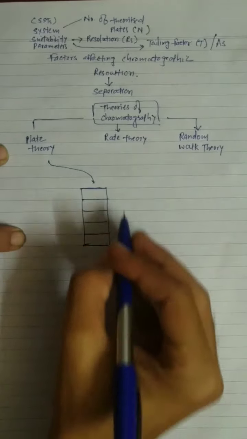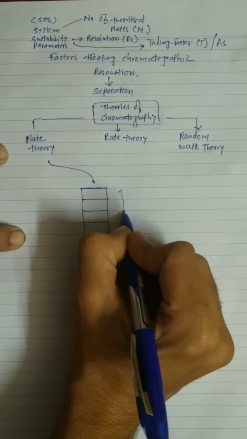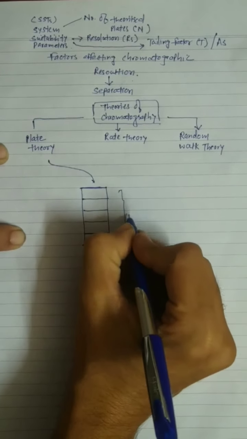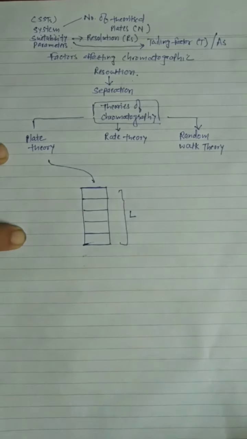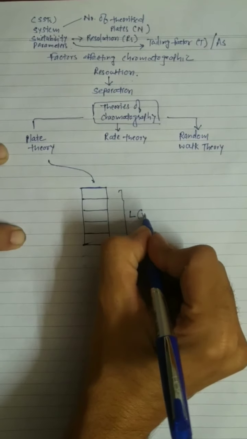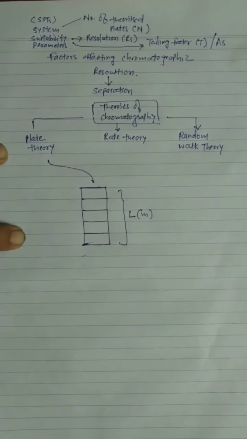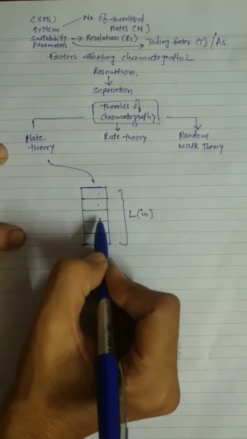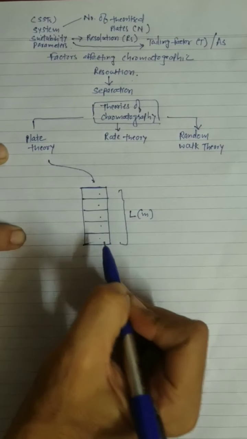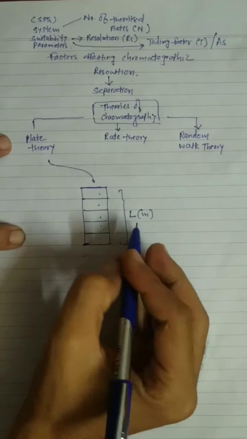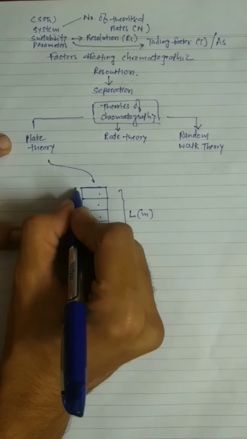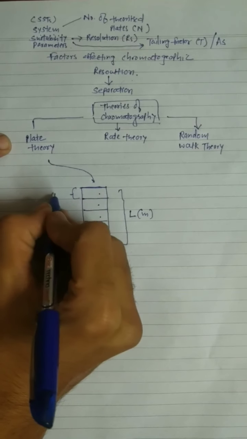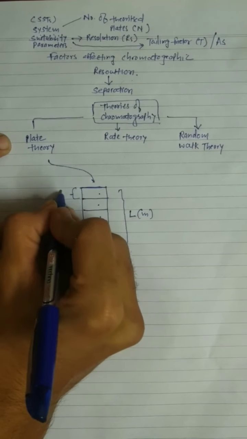Now assume that this is the overall length of the column, say for example in meters. And this is only one layer. Consider this one layer is having the height of h.